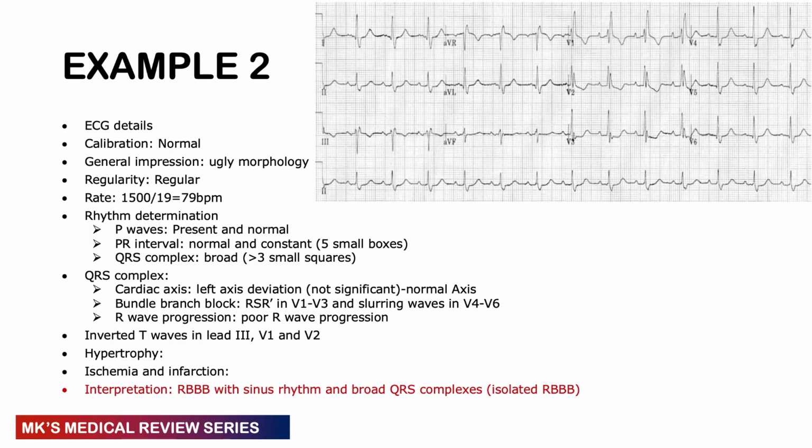So meaning that it could be a problem, either the rhythm is being blocked somewhere or it's being delayed somewhere. Most likely it's being delayed in the conduction system. So it's most likely this patient has an isolated right bundle branch block. They have a right bundle branch block with sinus rhythm and broad QRS complexes.